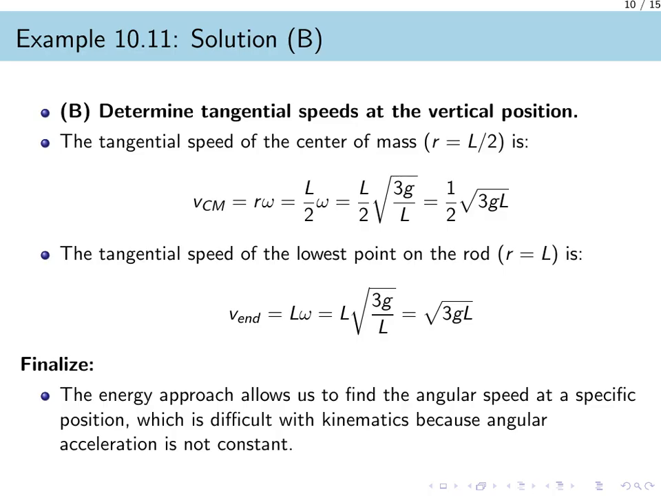For the lowest point at the very end of the rod, the distance r is the full length, L. Since this point is twice as far from the pivot as the center of mass, its tangential speed is also twice as large, which is simply the square root of 3gL. This energy-based method is particularly useful here because it allows us to find the speed at a specific final position, a task that would be very difficult using kinematics, since the angular acceleration is not constant as the rod swings.